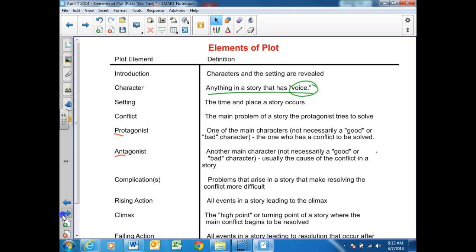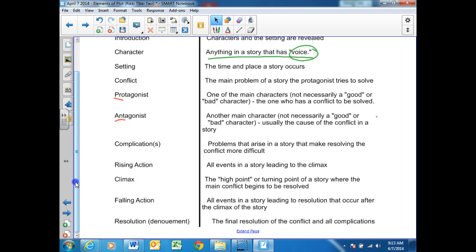Again, all part of rising action. There are problems that arise in a story that make resolving the conflict more difficult. Every story will have a conflict, and they will all have some sort of complications, making things more challenging. Okay, this is all part of rising action, which is all the events in the story that lead towards the climax, which takes us to climax, the high point or turning point of a story.